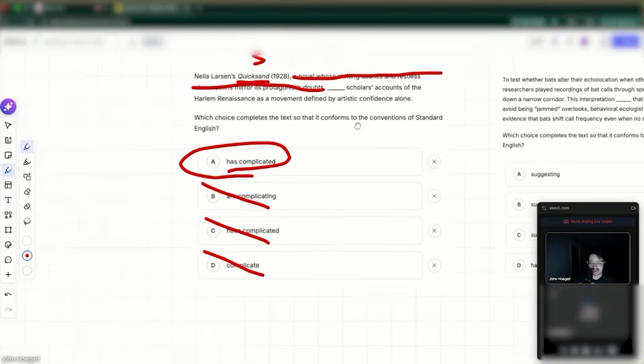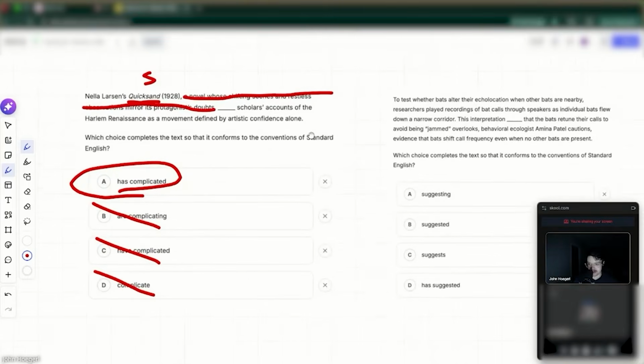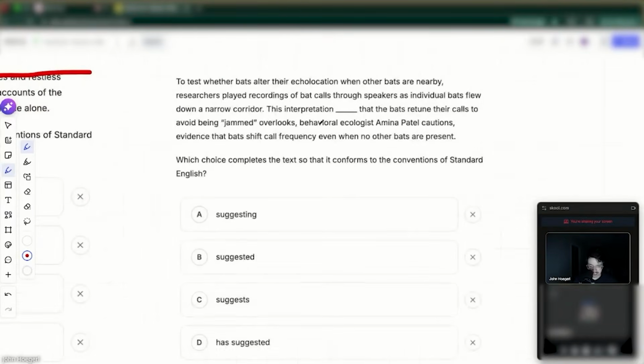Okay, yeah, that one's actually pretty simple. Yeah, quicksand has a complicated scholar's guide. Okay, let's go this way. I think this one has a little more complexity to it.